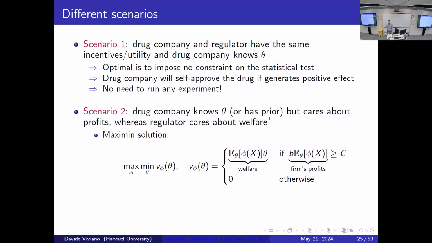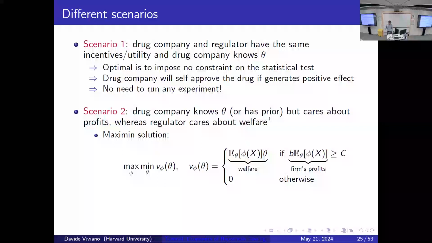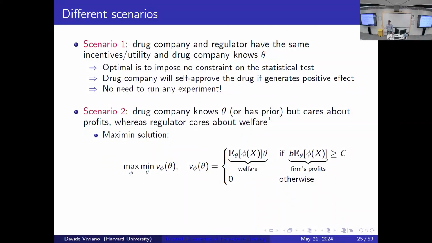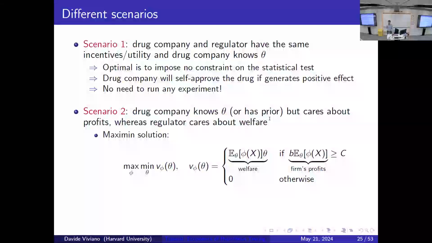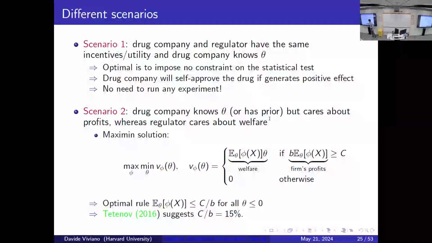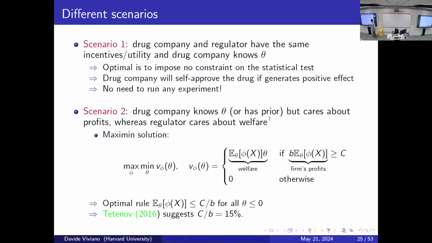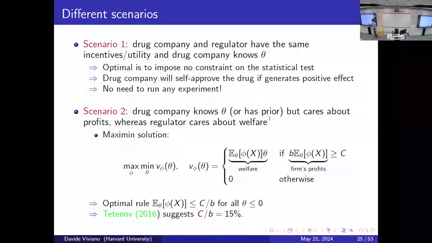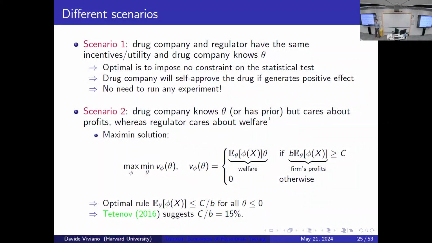So then what's the solution to this max-min optimization problem? What do you guess? The max-min solution is going to be that I choose the expected value of phi, so the probability of rejection, to be less than or equal to the cost-benefit ratio. And so maybe this is one way to choose our threshold, and using data on cost and benefit for drug trials, this should be 50%.